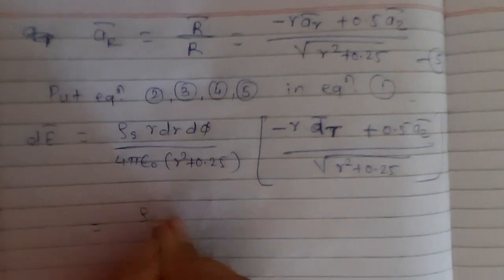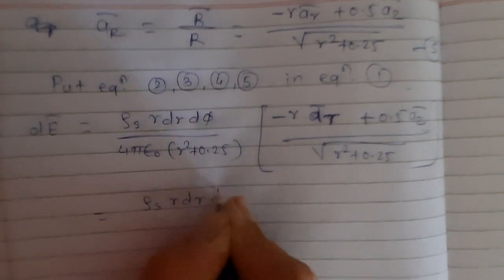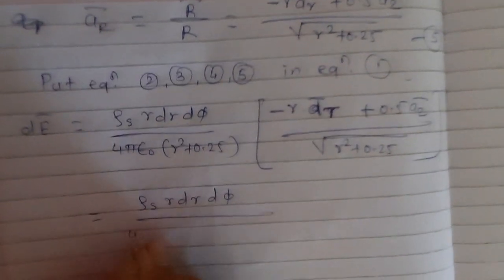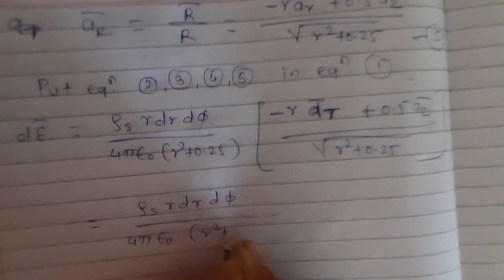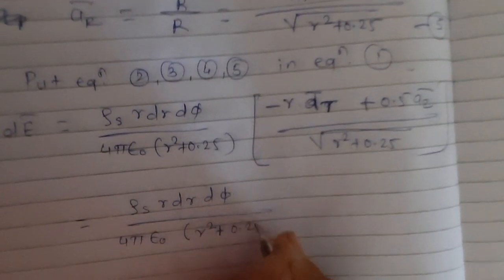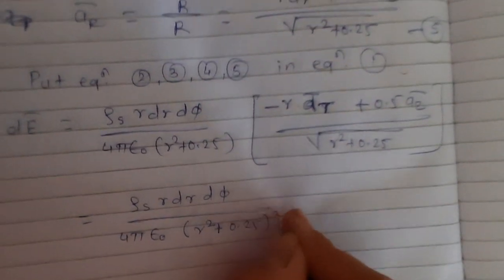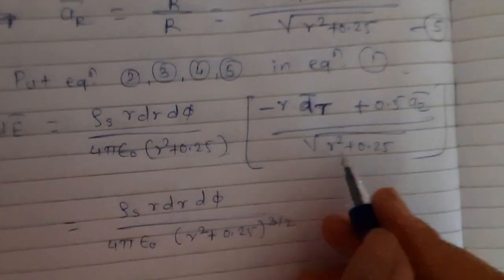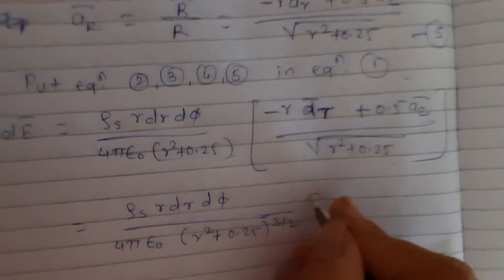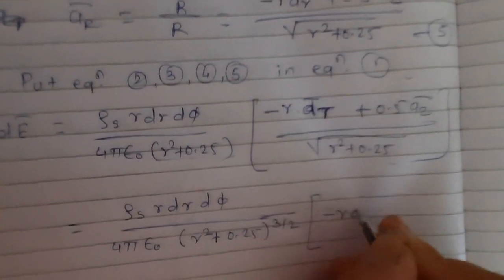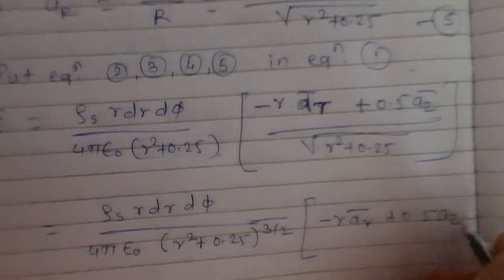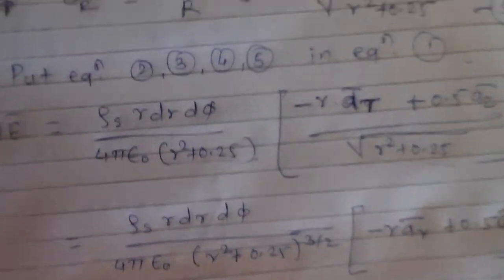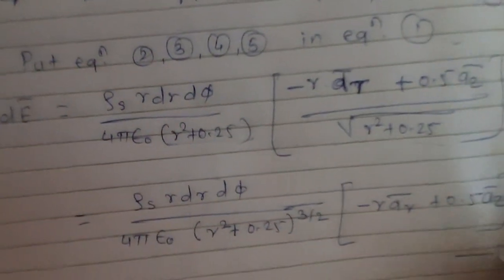By simplifying we get r dr d phi divided by 4 pi epsilon 0 and r square plus 0.25 to the power 3 by 2. We solve this bracket and this square root, so we get minus r bar plus 0.5 az bar. This is equation number 6.